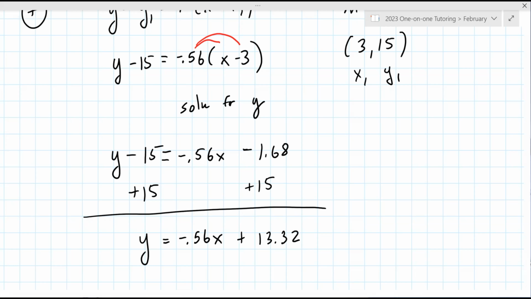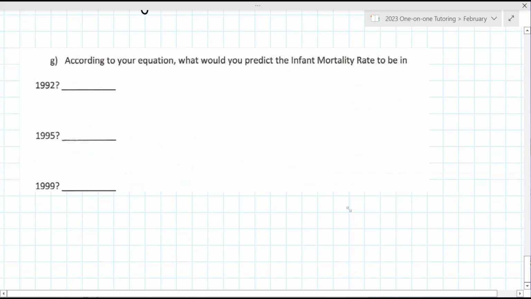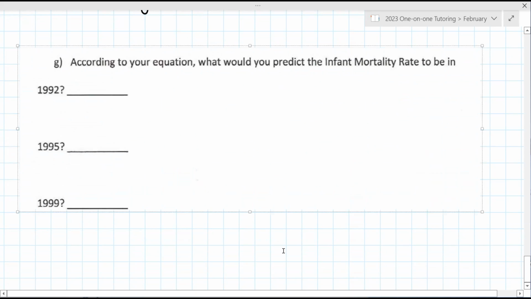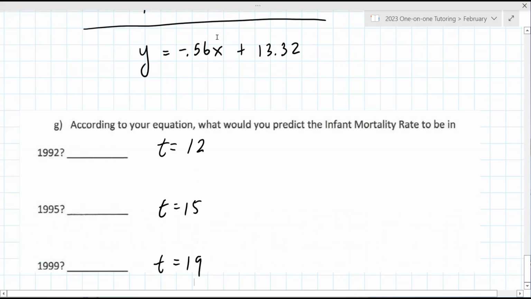Okay. So we're up to part G. All right, so for part G, it says to use your equation to estimate these values. So for each year, we have to convert it from the base year. The base year was 1980, and you're going to subtract each of these from 1980. So that becomes 12, 15, and 19. Okay, and you're going to use the equation you just found.